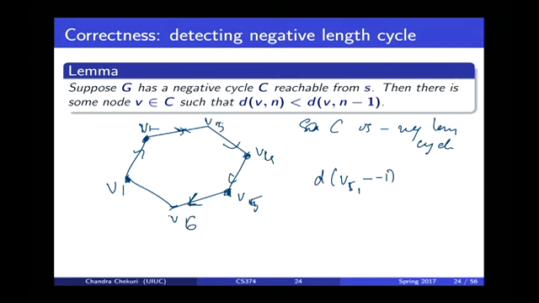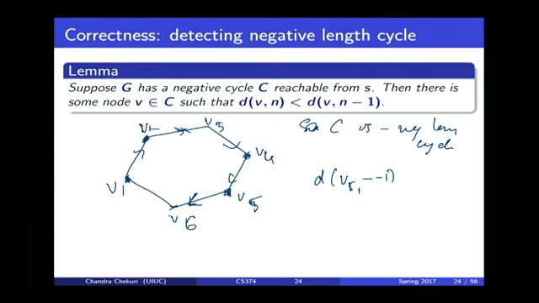If I did not change anybody's distance in the nth iteration, what can I claim for this edge? I can claim that d(v4) at n minus 1 is less than or equal to d(v3) at n minus 1 plus the length of this edge. Okay, I get that inequality, right? If it was not, I would change it in the next iteration.